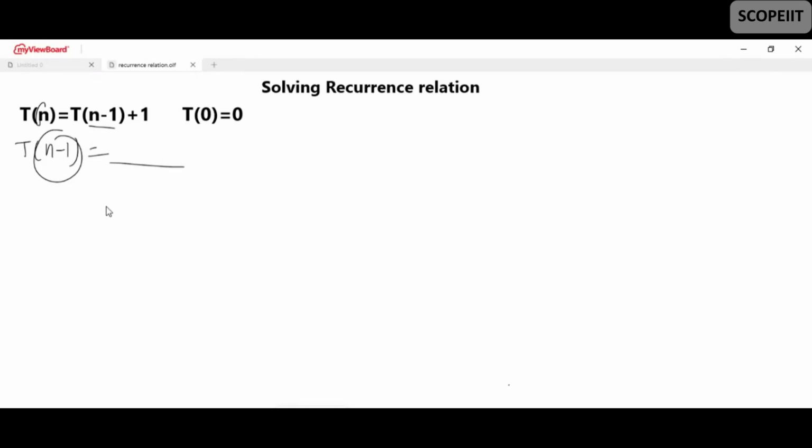Now in exam, suppose you have a question, T of n is equal to T of n by 2 plus n or something like that. In that case, you will replace this n with what? N minus 1? No. You will replace this n with whatever is there in the T bracket. So we will replace this n with n by 2 over here. Understood? Like that we'll solve this question, whatever is given inside the T bracket.